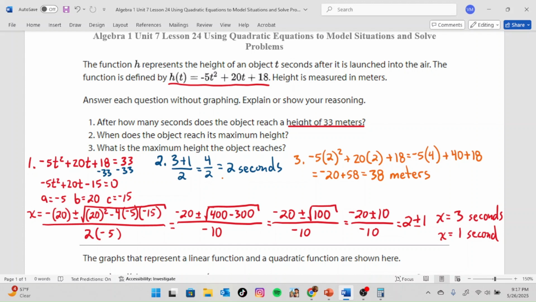So this is an example of how we could use quadratic functions to model projectile motion objects and make predictions about the times and the heights of these projectile objects.